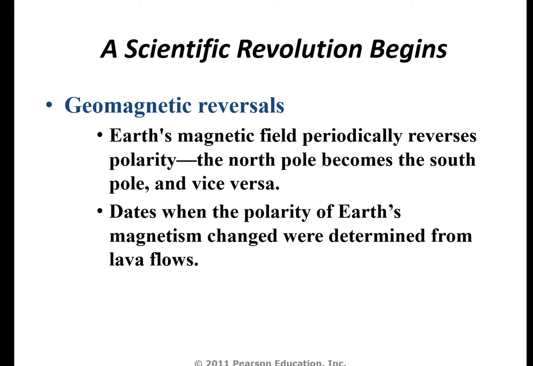And so we have geomagnetic reversals. The Earth's magnetic field periodically reverses polarity. We know this. And it takes a long time to actually occur. It doesn't happen overnight. Despite what you might see in some Hollywood movies, the pole reversal doesn't happen in just a day. North Pole becomes the South Pole and vice versa. And we have dates when the polarity of Earth's magnetism changed from different lava flows. That lava really locks in the history of the Earth.